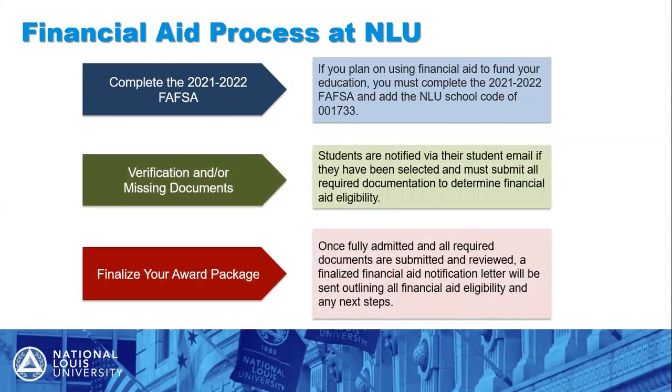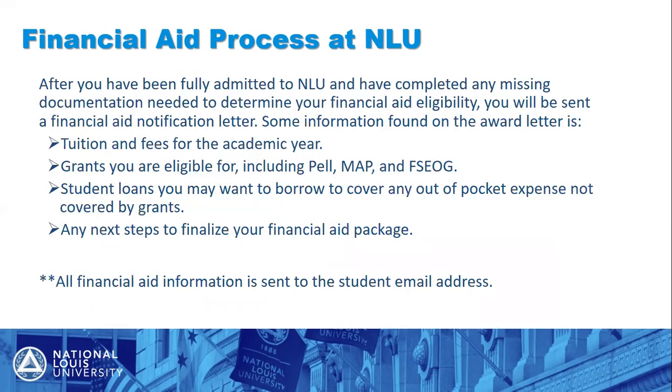Last, after all documentation has been received and everything has been approved, a finalized financial aid notification letter will be sent to you outlining all your financial aid eligibility and any next steps. After you have been fully admitted and have completed any missing documentation, you will receive that notification letter that's going to outline things such as your tuition and fees for the year, grants you are eligible for, including the Pell Grant, the MAP Grant, and the SEOG Grant, student loans you may want to borrow to cover any out-of-pocket expense not covered by grants, and any next steps needed to finalize your financial aid package. As a reminder, again, all financial aid information is sent to your student email address.